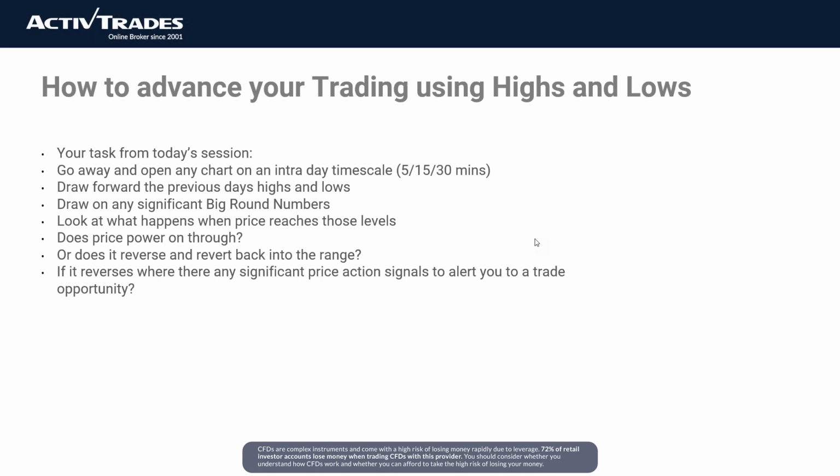If it does reverse, were there any significant price action signals or triggers to alert you to a possible trade opportunity? Was there a rejection candle like a pin bar or an engulfing candle or a morning star, an evening star, or a double top or bottom? Just take a look there, okay? As I said, you can get indicators that will at least identify those levels, and I have no issue. You can see I use one myself. However, for the first day or two, just practice drawing in.